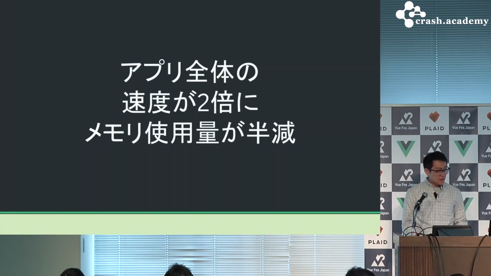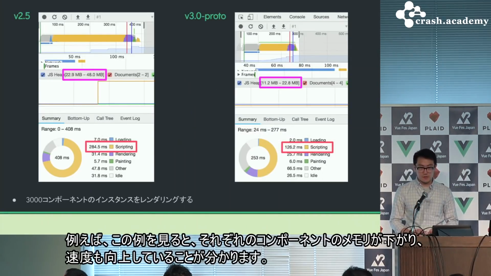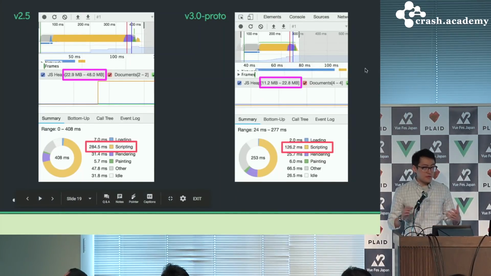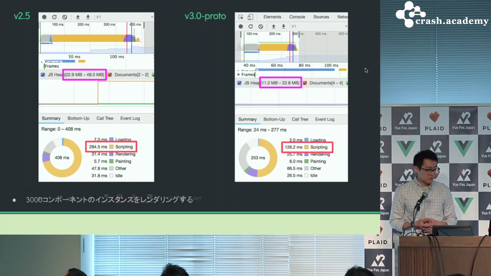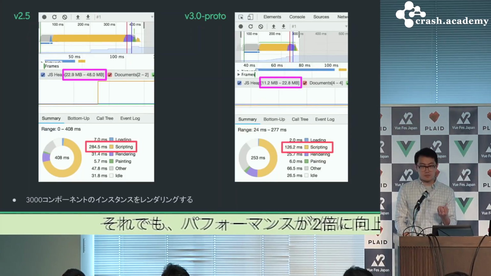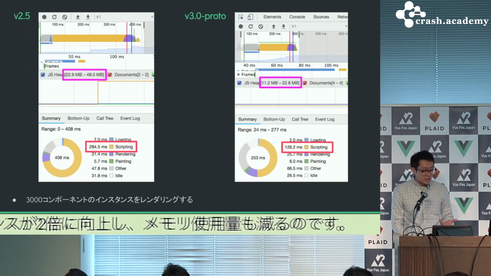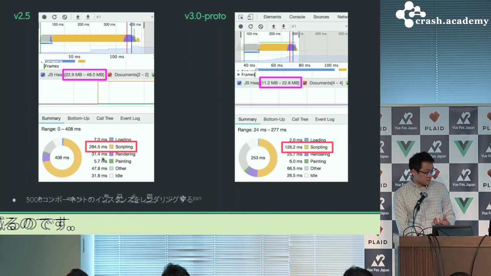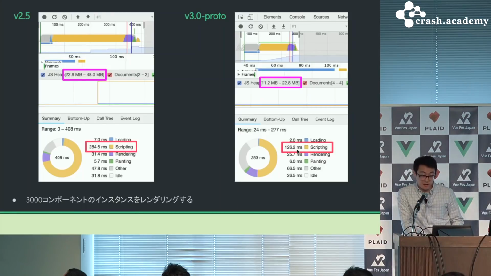So here is a screenshot of some real benchmarks. This is rendering 3,000 stateful component instances. Each component instance has its own state and some props, and we are rendering 3,000 of them. As you can see, this is the time spent in pure JavaScript. With 2.5, we're spending 280 milliseconds. And with 3.x, we're spending less than half, that's 126 milliseconds. And the memory usage also drops by more than half.